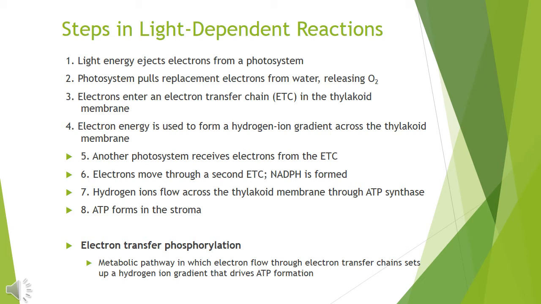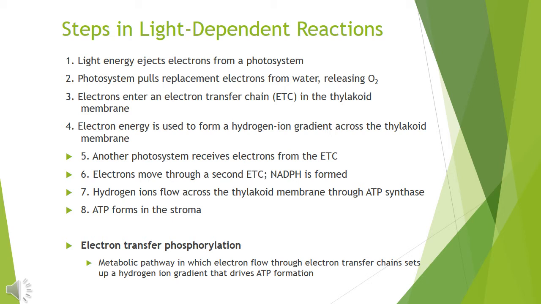Step number 4. Energy is used to form a hydrogen ion gradient across the thylakoid membrane. And again, you'll see this in the picture. We're going to have more hydrogen on one side than the other, and so typically there'll be hydrogen excess inside the thylakoid membrane and less outside. If you think about the concentration gradient, high moves to low, so these hydrogen ions are going to move from the interior where there's an abundance of them to the exterior where there's fewer of them, to make that homeostasis balance that we always look for.